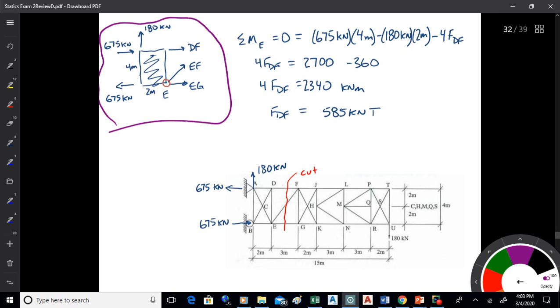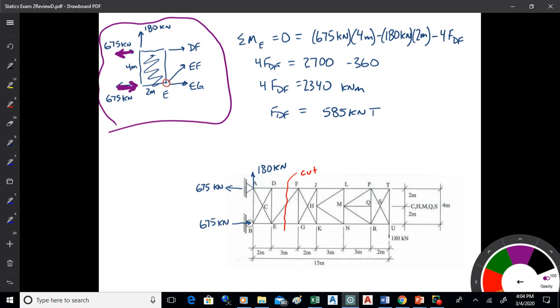I'll get 675 times 4 and 180 times 2. I think I busted something there. I need a negative sign on that. So sum of moments about E is 0. Hang on there. I've got 675 clockwise and 180. Those are both clockwise, right? Or did I, no, I screwed that up. There we go. The equation's good. I screwed up the diagram. I didn't realize I'd done that. There we go. That's how that ought to look. That's better now.